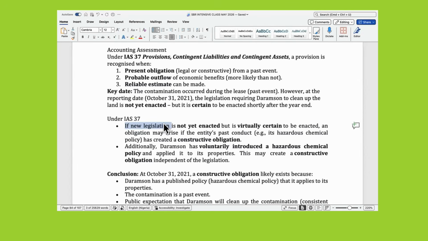So in this case, the company has introduced a hazardous chemical policy. So meaning that by his action, he knows that he has to clean up. Additionally, Daramsin introduced a policy and applied it to its properties. This may create a constructive obligation. So he is already creating an impression in the mind of stakeholders that he will clean up.